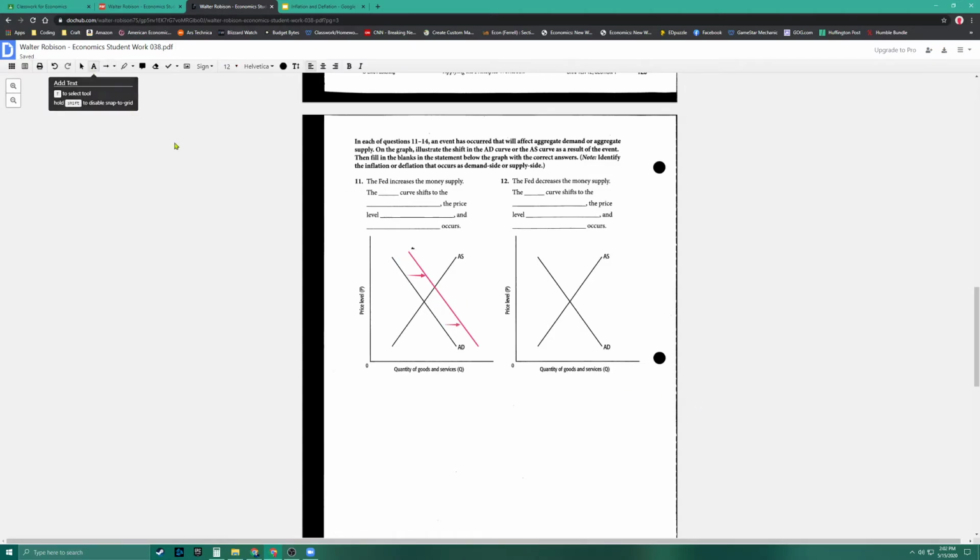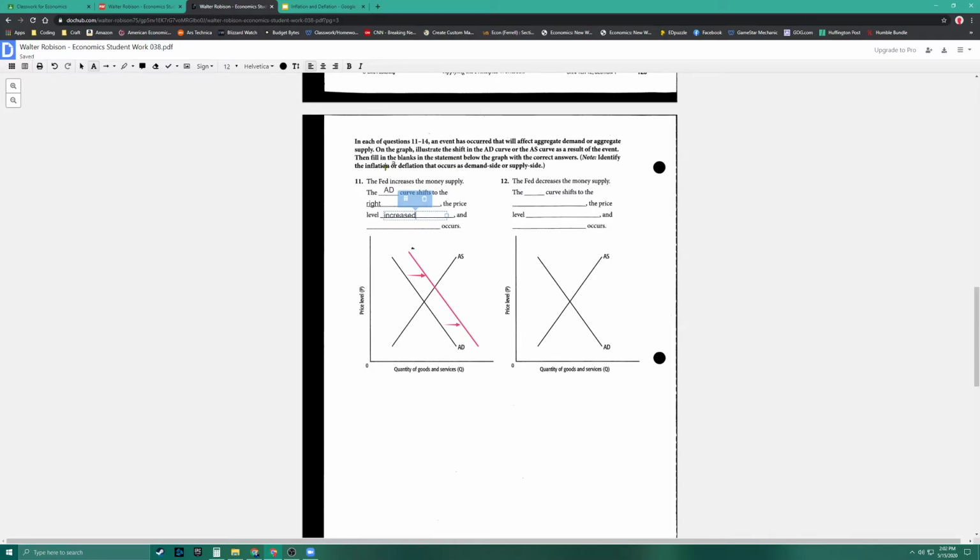So I got to come in here and fill this in. This is AD because it's aggregate demand. It is shifted to the, well, hopefully you know your difference between your right and your left, right? So it's right. And then the price level, so this is where price was, and then this is where price is. So what has it done? It's risen, increased, whatever you want to say. I'm going to put increased. And then blank has occurred.